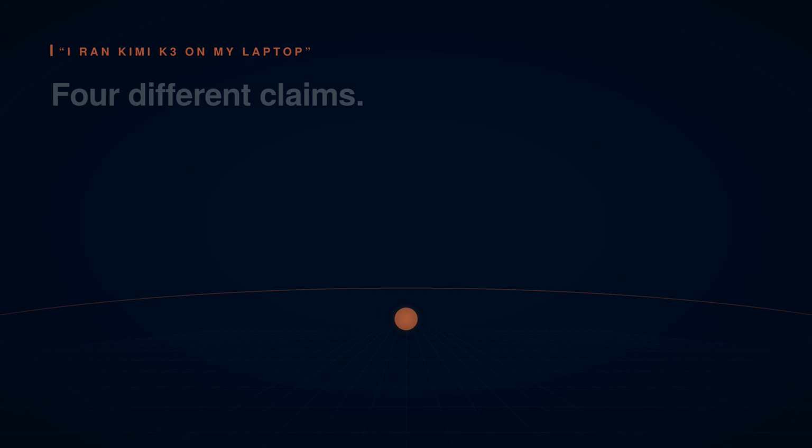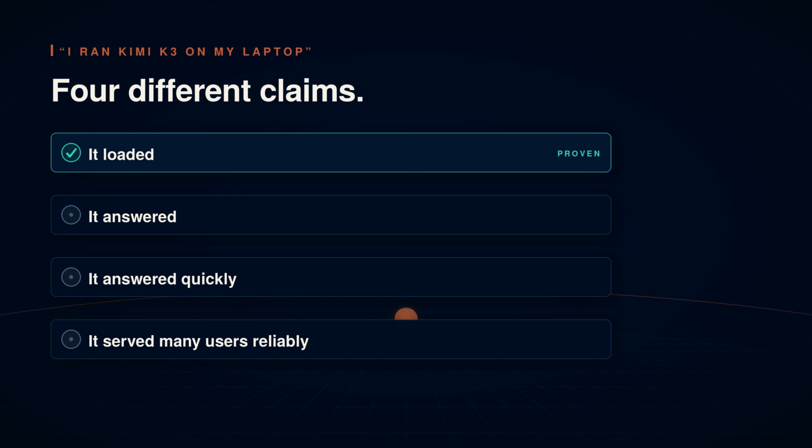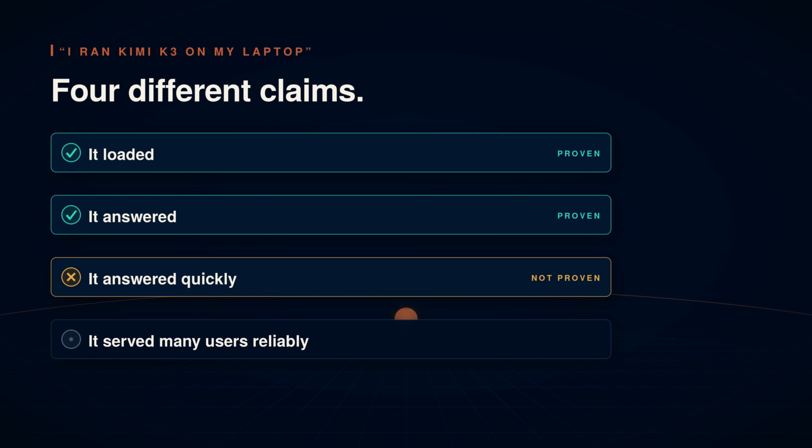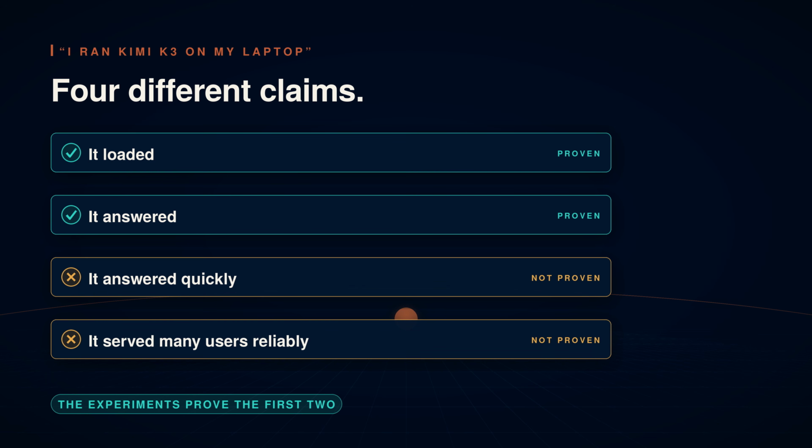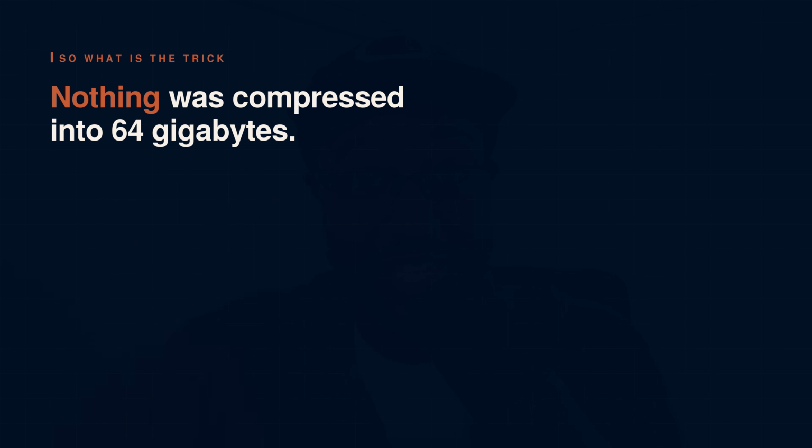When someone says, I ran Kimi K3 on my laptop, there are 4 possible meanings to that. It loaded, it answered, it answered quickly, and it served multiple users reliably. The experiments prove the first 2. They do not automatically prove the last 2. And that's the part that's so easy to misunderstand.